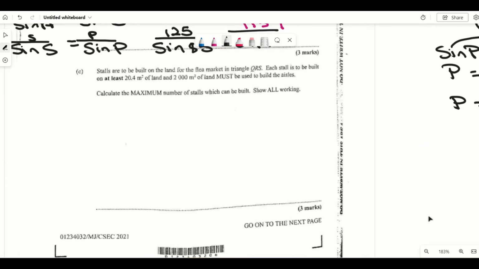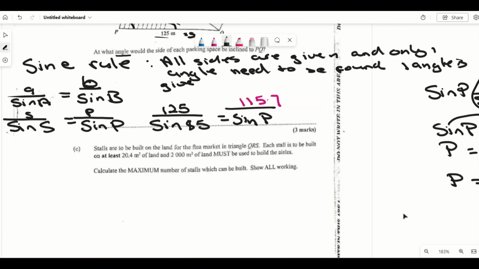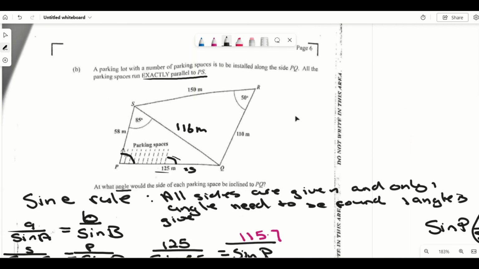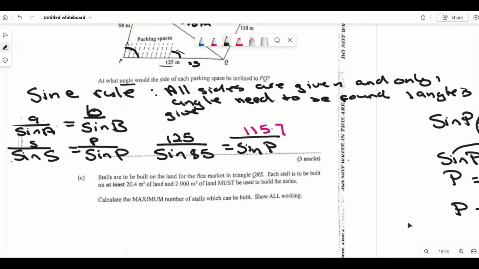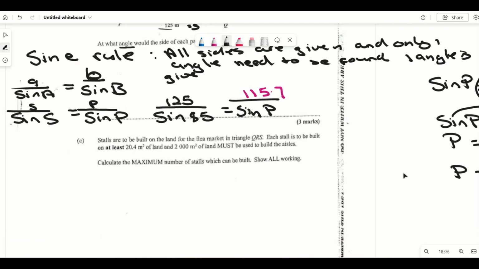Right? Now they ask you, stalls are built on the land of the flea market in triangle QRS. Each stall must be built at least 20.4 meters squared of land and 2000 meters squared of land must be used for aisles. Calculate the maximum number of stalls which can be built, showing all working. Now, if we look at the triangle that has the flea market, this is QRS. Right, they said the flea market. Right, so we're looking at QRS.